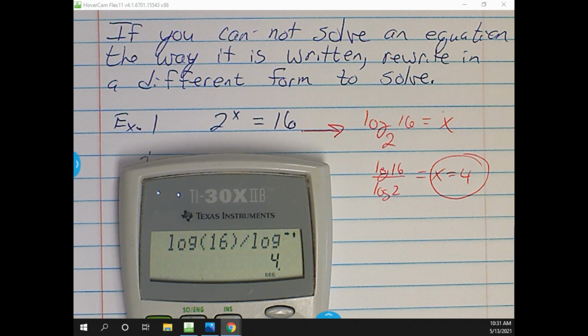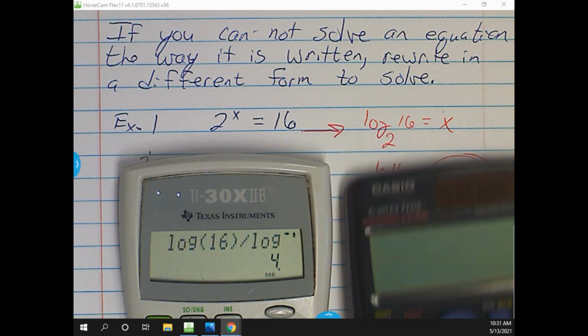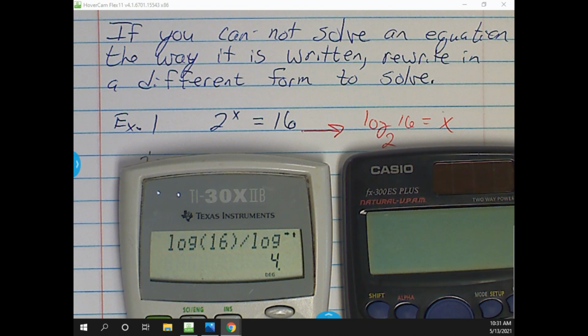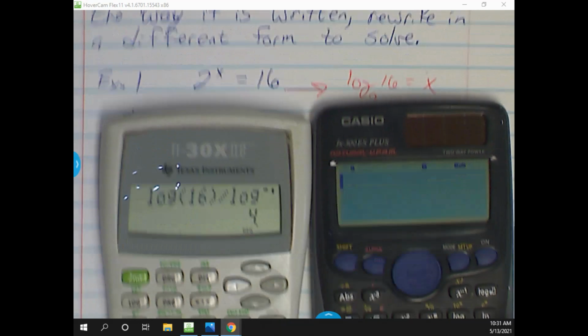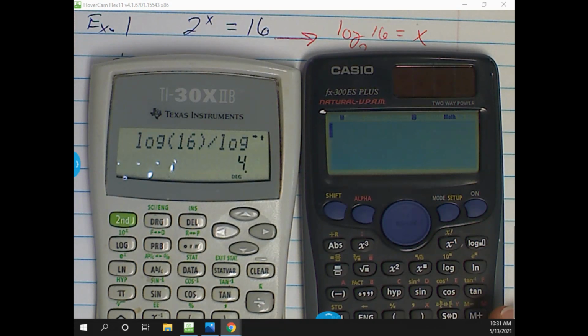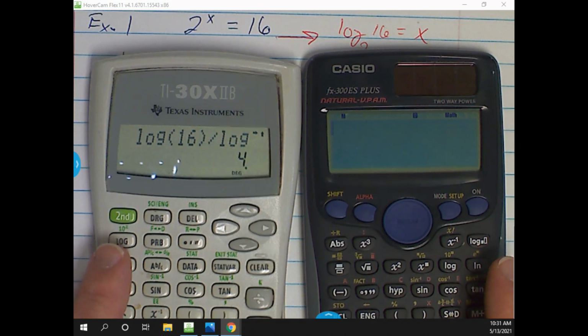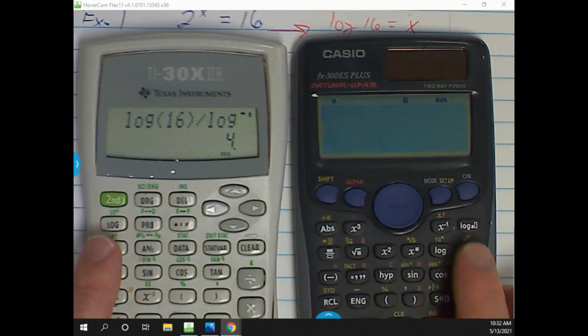Now, depending on which calculator you have, the Texas Instruments doesn't have a log button set up like this one. The Casio is a little bit different, so I'll show you this one. If you've got one of the Casio calculators, the log button is over on this side. For the Texas Instruments, the log button's over here on the left. For these, it's over here on the right.